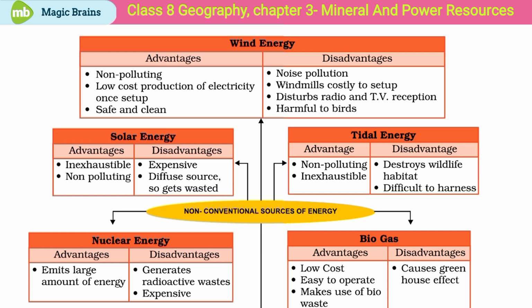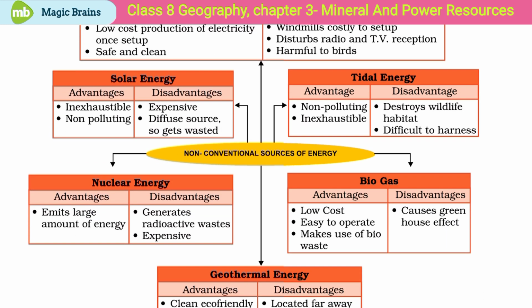The advantages of nuclear energy are: number 1, emits large amount of energy. The disadvantages of nuclear energy are: number 1, generates radioactive wastes; number 2, expensive. The advantages of biogas are: number 1, low cost; number 2, easy to operate; number 3, makes use of bio-waste. The disadvantages of biogas are: number 1, causes greenhouse effect.